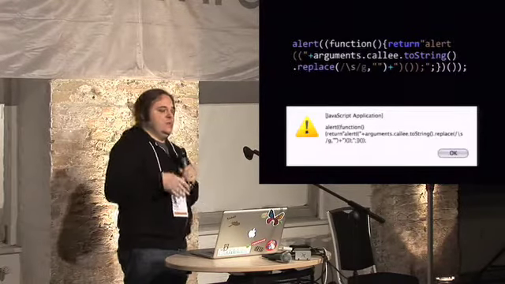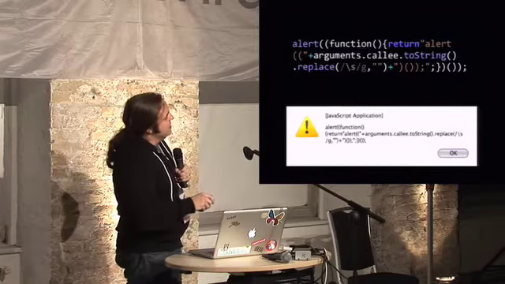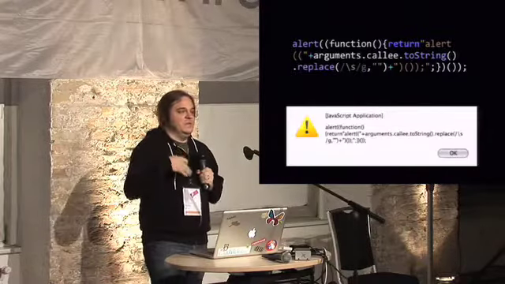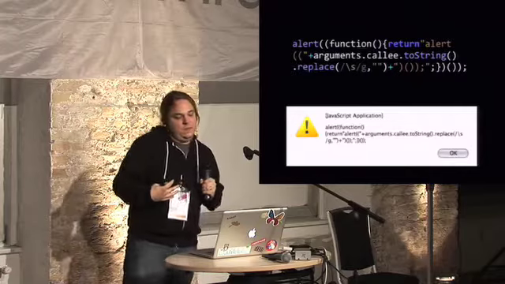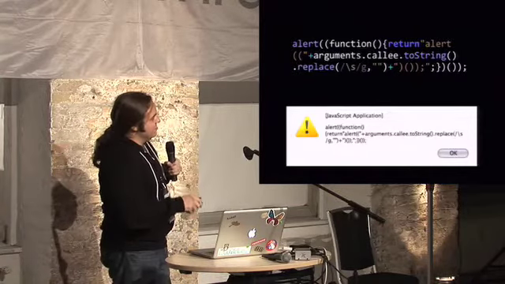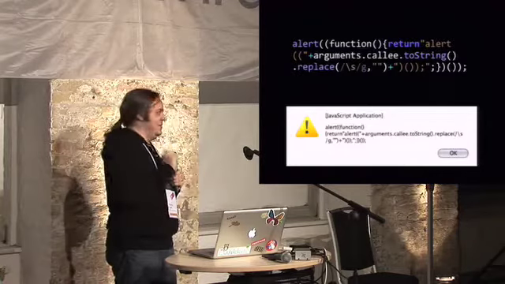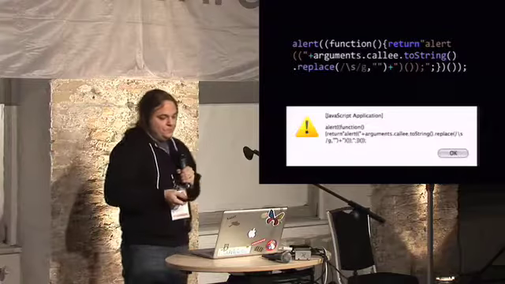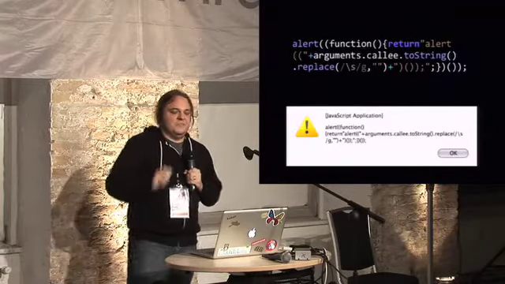So in JavaScript, if you write a function that says arguments.callee.toString, the function will output itself. You will get a string that contains the function. And with a little bit of trickery here, we normalize this output because it is a little bit different across engines, and we can alert the function itself. But what does it mean?